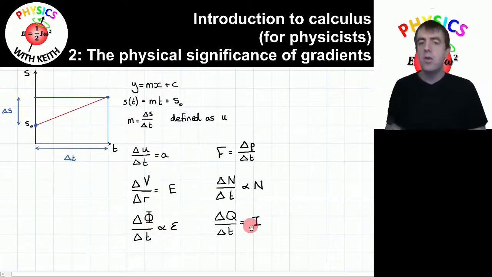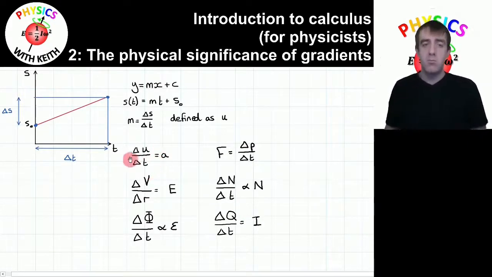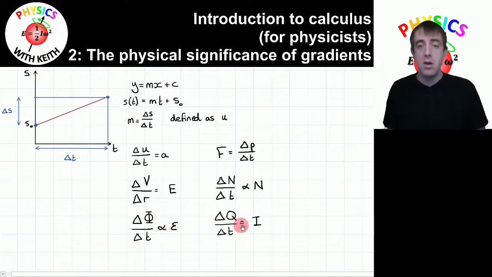Here I've just put a few more examples where definitions involve these gradients. So acceleration is defined as the rate of change of velocity. A force is defined as a rate of change of momentum. A potential gradient is a field strength. This is Faraday's law, that the rate of change of flux linkage is proportional to the EMF. Over here we've got that the rate of flow of charge is defined as the current. And this one here is the definition of some sort of exponential decay. In this case, maybe it's radioactive decay.